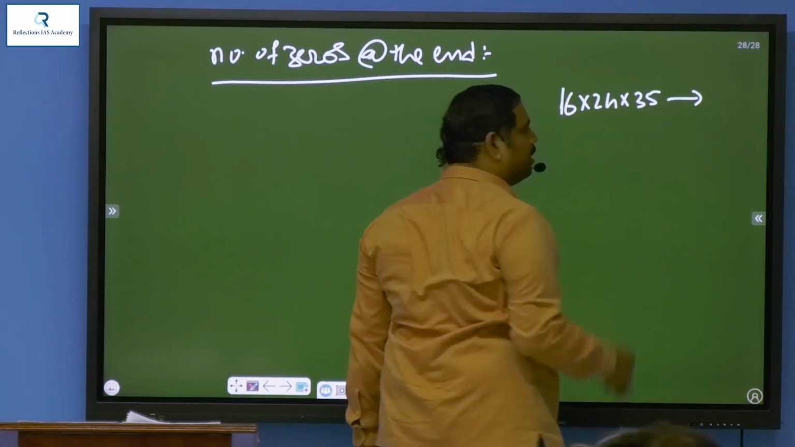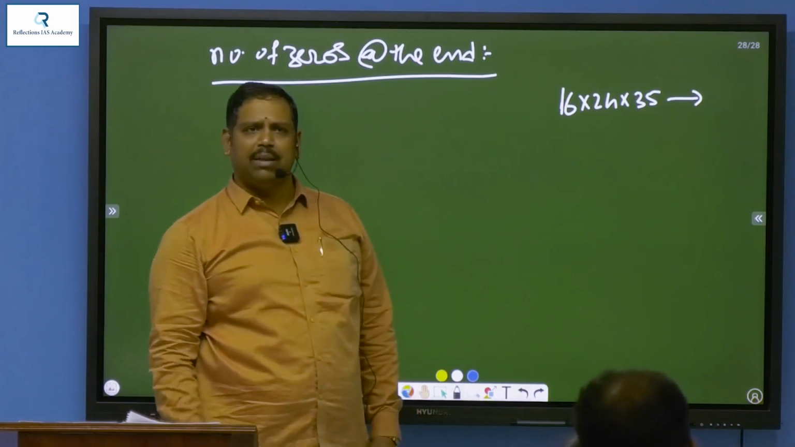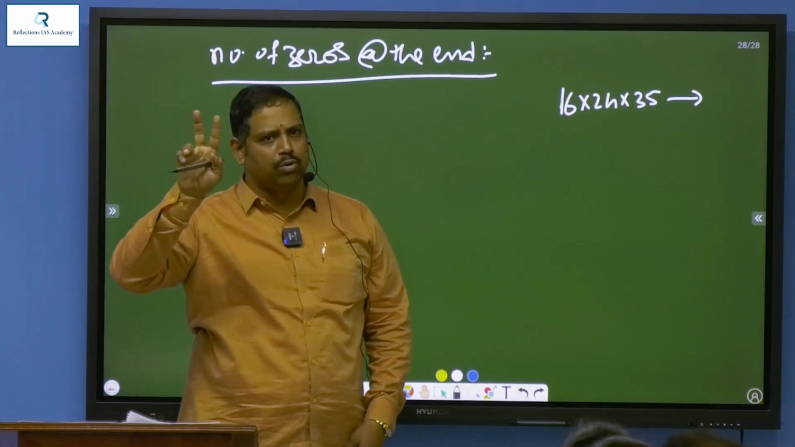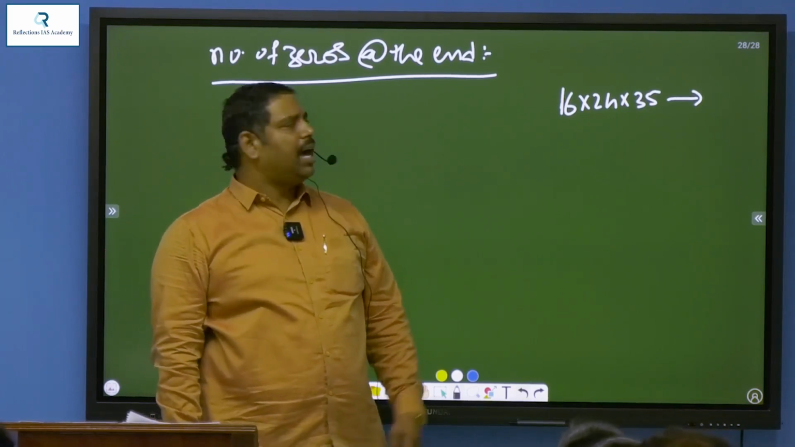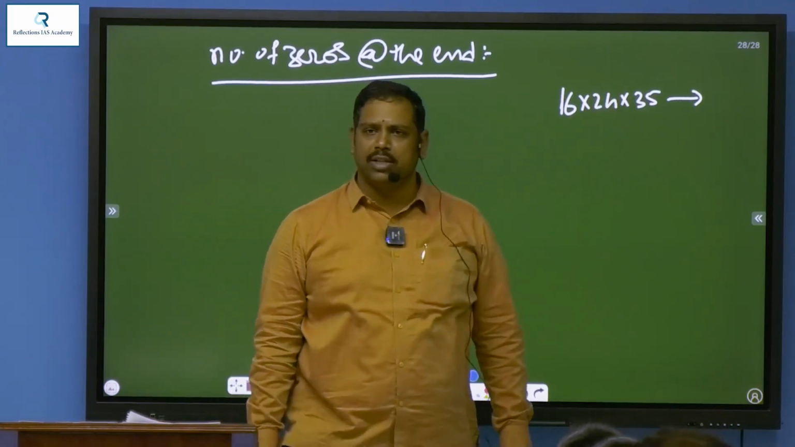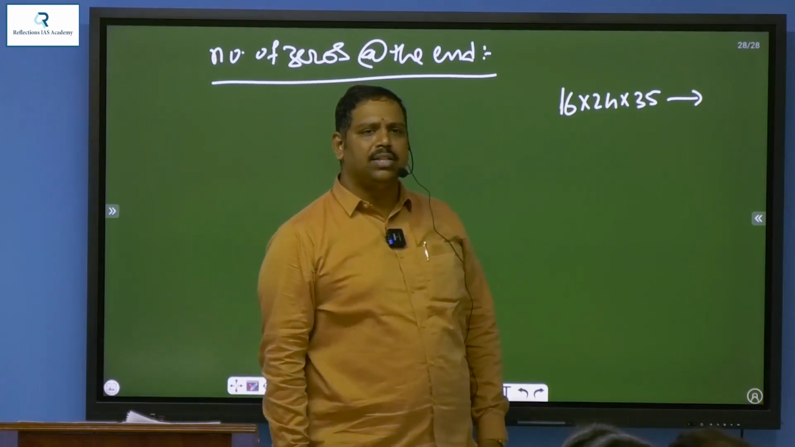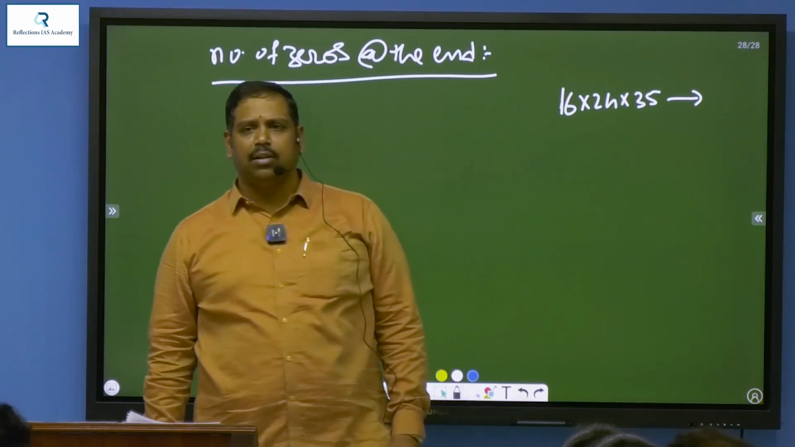Suppose if I multiply, there might be a scope for so and so ending, 1 zero, 2 zeros, 3 zeros, yes or no? How many zeros will you get at the end? This is what the question is. Shall we multiply this? Multiply this, 16 into 24 into 35. Come on, do it fast.